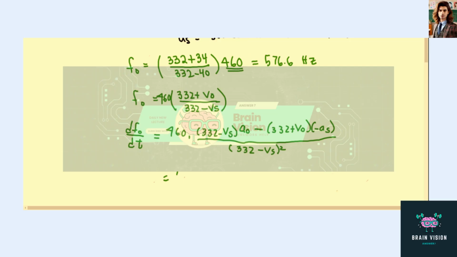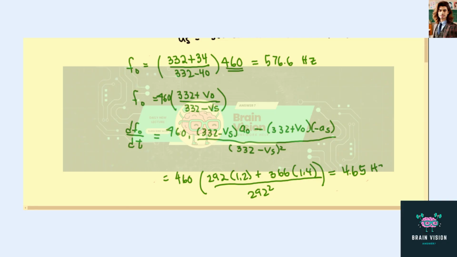So you get 460 times 292 times our acceleration, which is 1.2, minus, which makes a plus, 366 times their acceleration, 1.4, all divided by 292 squared. Multiply that out, and you get 4.65 hertz per second. So here's the perceived frequency, and here's the rate of change of the frequency.